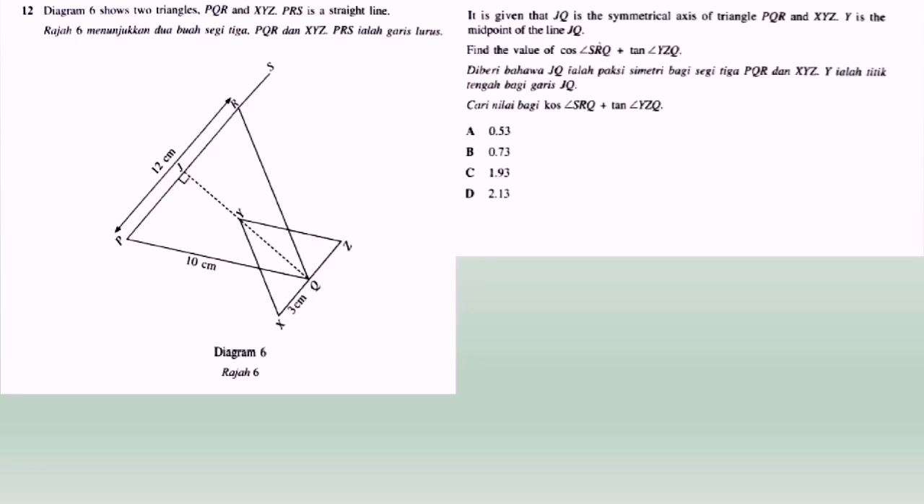Question number 12. Diagram 6 shows two triangles PQR and SYZ. PRS is a straight line. It is given that JQ is the symmetrical axis of triangles PQR and SYZ. Y is the midpoint of line JQ. Find the value of cos angle SRQ plus tangent angle YZQ. Okay, first the value of cos angle SRQ.